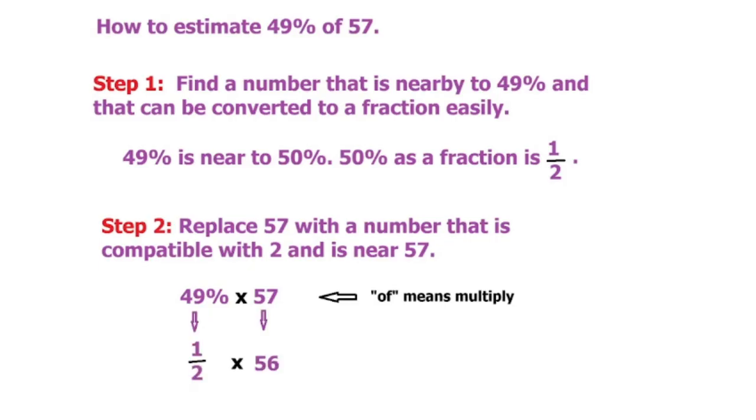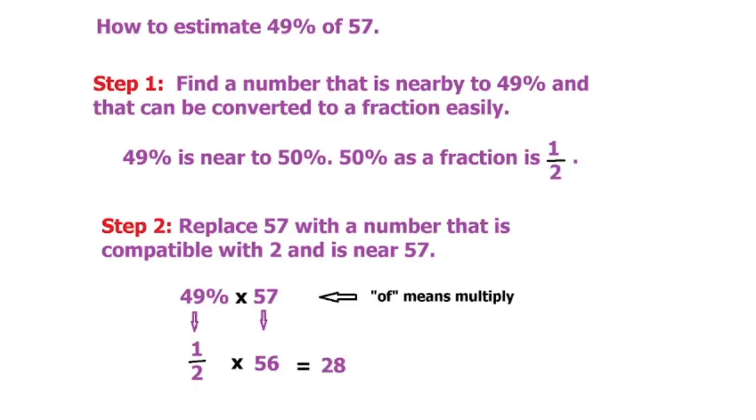So now we're going to put in our 1/2, and a number that is near to 57 is 56. We could have done 58, but why make things bigger? It's always better to work with a smaller number when you can. So 1/2 times 56 is equal to 28. So you just divide 56 by 2.